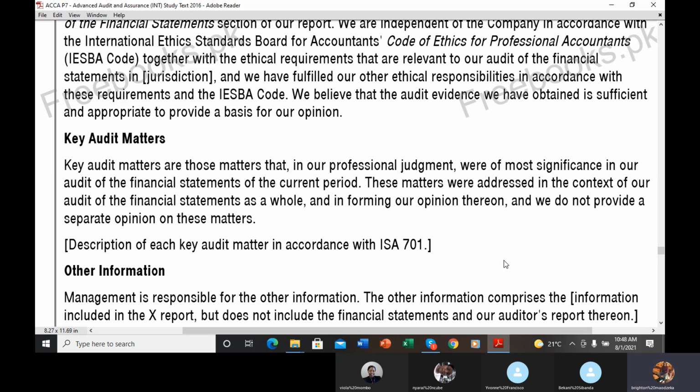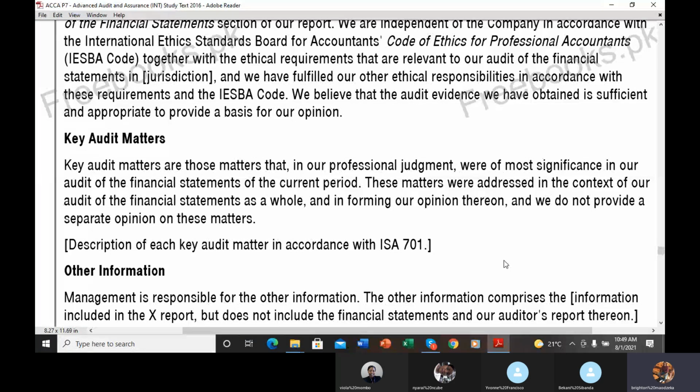So here they define key audit matters as those matters that in our professional judgment were of most significance in our audit of the financial statements of the current period. These matters were addressed in the context of our audit of the financial statements as a whole and in forming our opinion thereon, and we do not provide a separate opinion on these matters, which means we are not forming another opinion. Then they've put in brackets the description of each key audit matter in accordance with ISA 700.